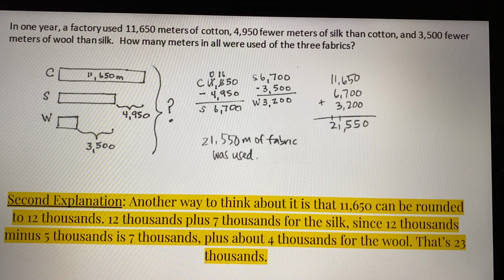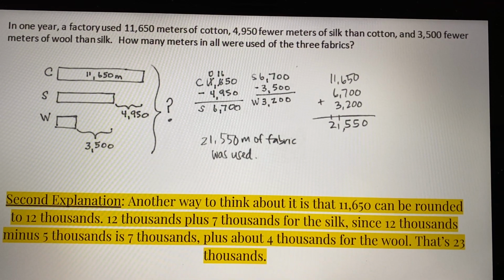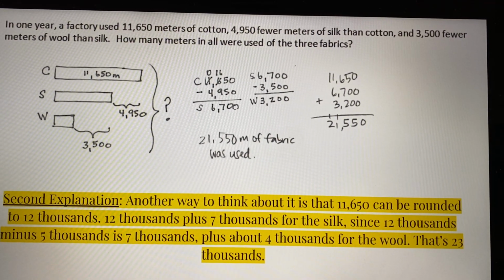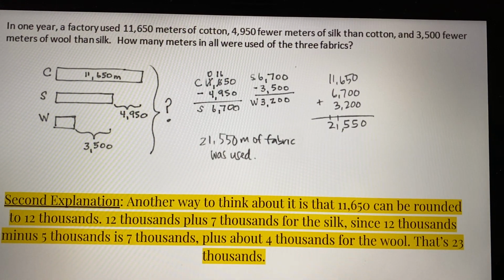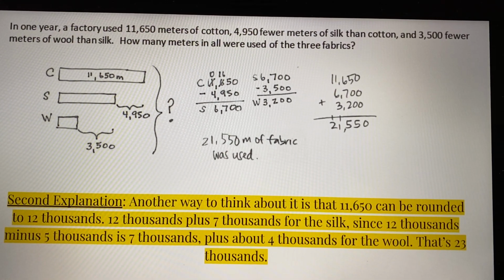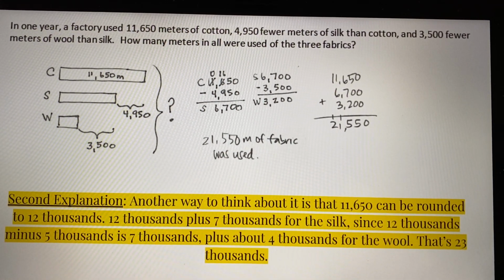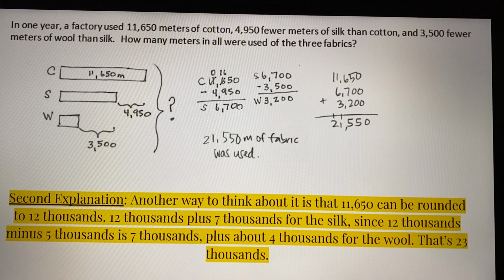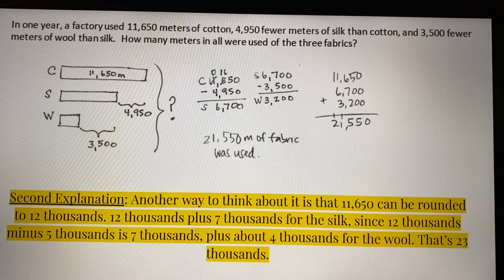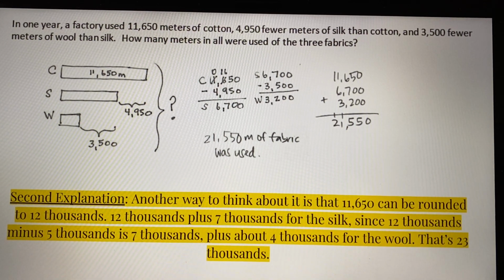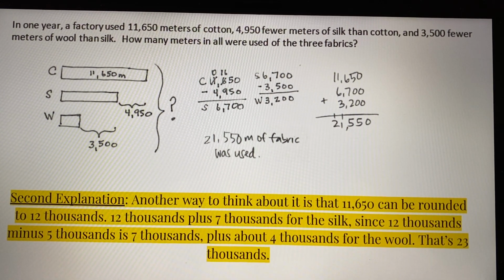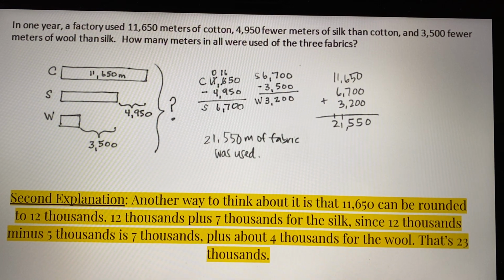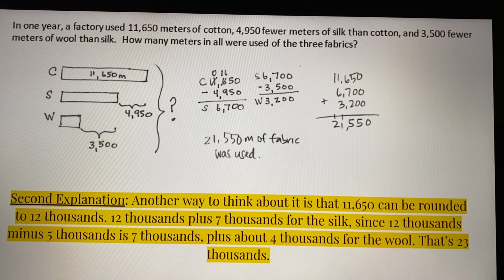Here's another way. Another way to think about it is that 11,650 can be rounded to 12,000. 12,000s plus 7,000s for the silk. Since 12,000s minus 5,000s is 7,000s, plus about 4,000s for the wool, that's 23,000s.